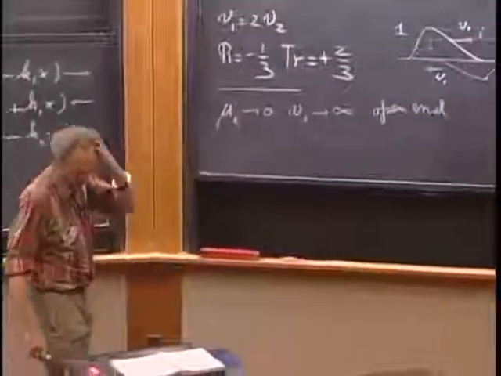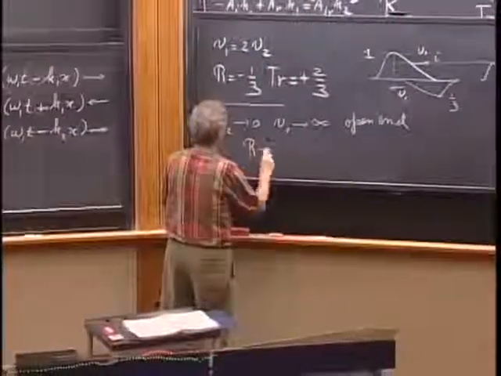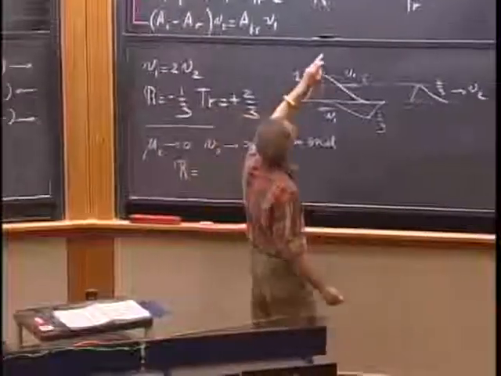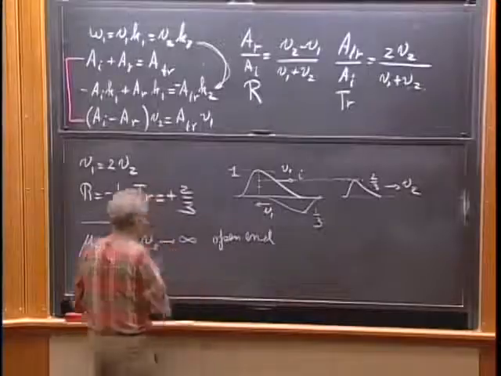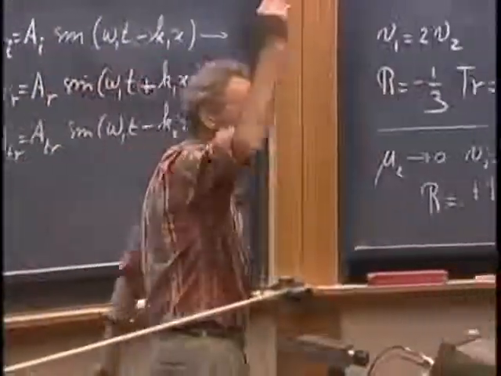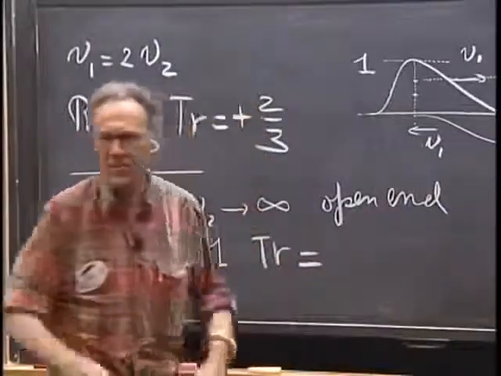I can now go to my equation and ask what R is. And I will be very pleased. When mu2 is 0, when V2 goes to infinity, this is +1. Mountain comes back as a mountain. All of you predicted that last time. An open end, a mountain comes back as a mountain. Yuppie, physics works. What do you think is going to be the transmittivity?